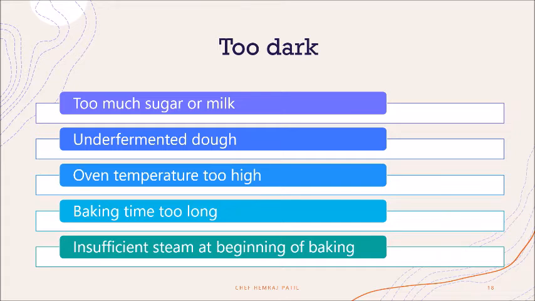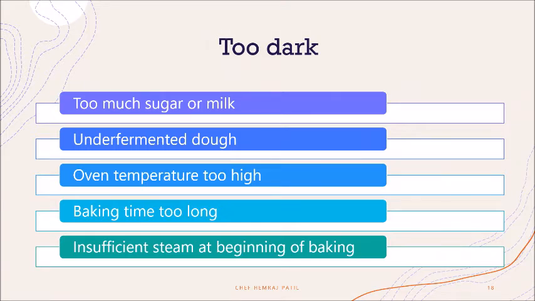Next reason is under fermented dough. When you keep the dough for fermentation, the yeast eats the sugar also. But if the dough is not kept long enough for fermentation, the sugar is not consumed properly, so the remaining sugar will become brown very fast when you bake.